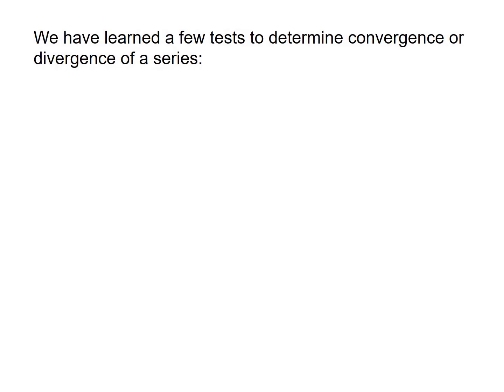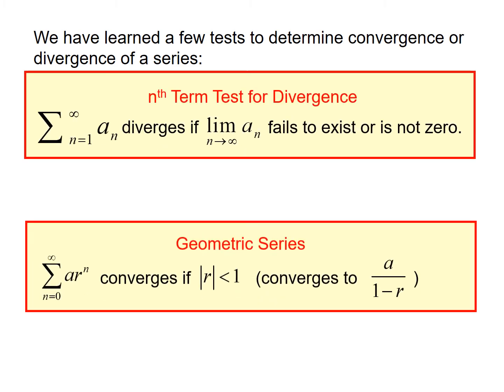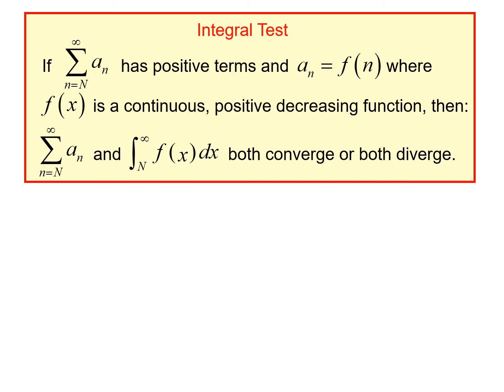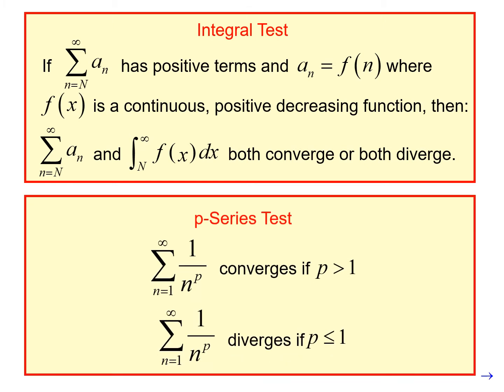So to do a quick recap of what we've seen so far, we have the nth term test, geometric series, telescoping series. We have the integral test, which we learned in the last lesson, saying that if we take the integral of a series, if that integral converges, so does the corresponding series. If the integral diverges, so does the corresponding series. And through the integral test, we could show the general case, which we call the p series. If you have anything of the form, the sum of 1 over n to the power of p, if that value of p is greater than 1, the series converges. If that value of p is less than or equal to 1, the series diverges.